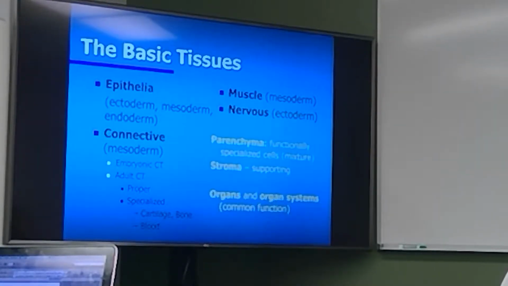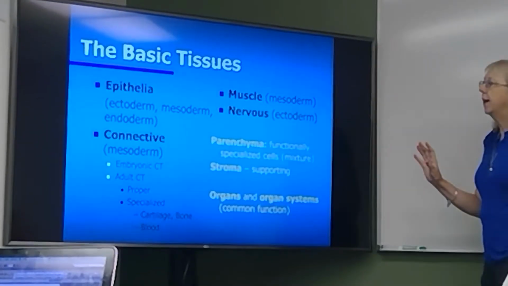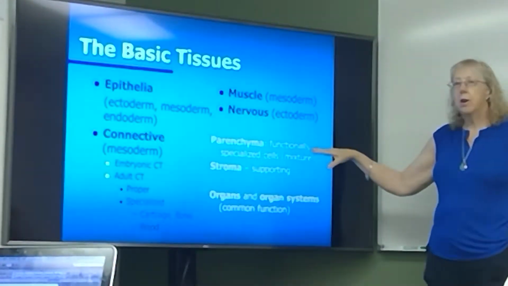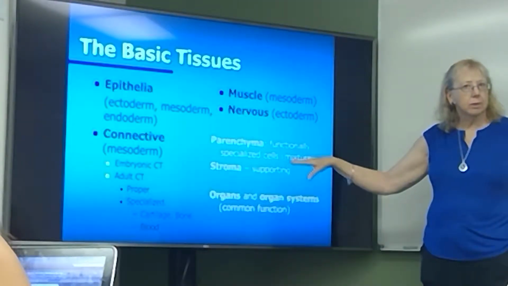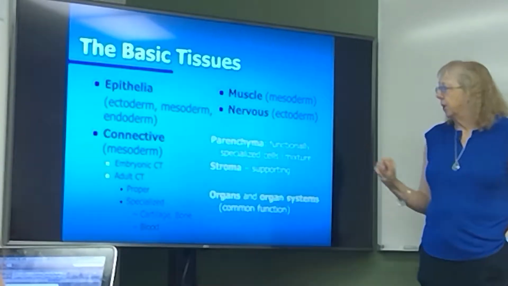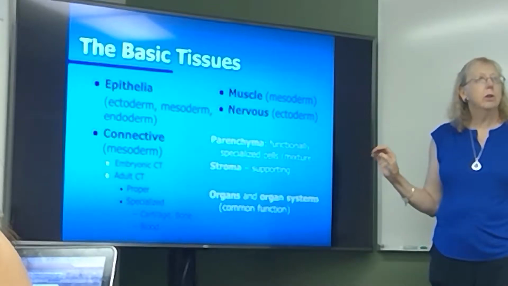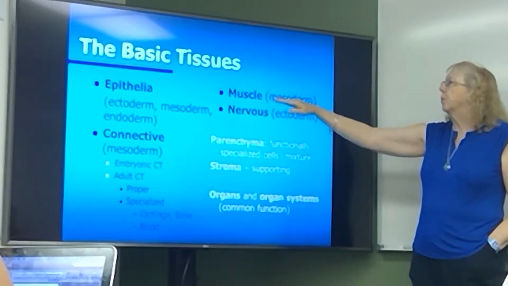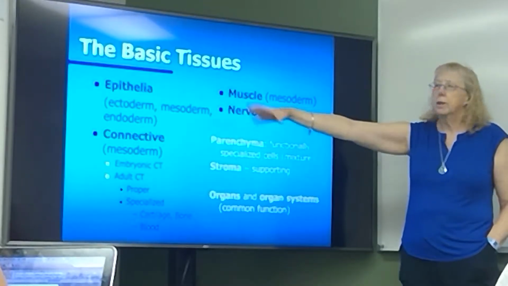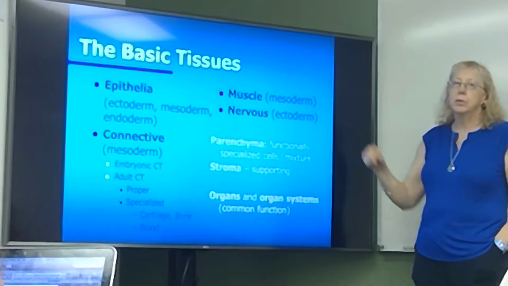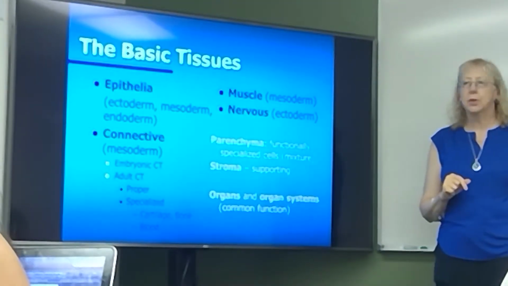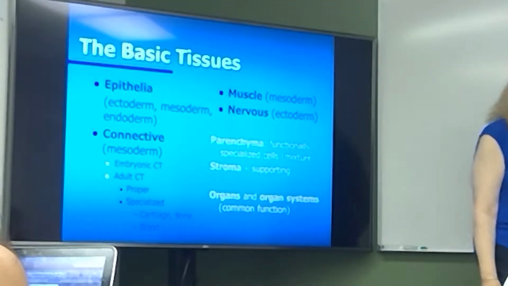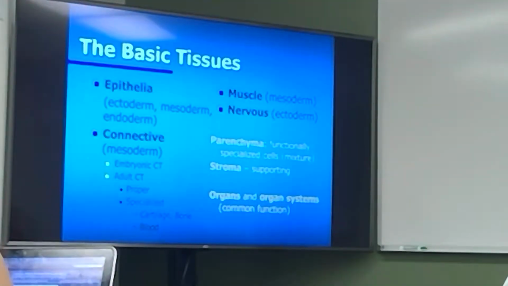Finally, we have these definitions you should know. So when we're looking at any organ, we have basically a parenchyma. These are those functionally specialized cells present in it. And they can be a mixture of different cell types. And then the stroma is the supporting or also known as connective tissue. So connective tissue wraps around our muscle cells as well and then connects into the epithelia and nervous tissue. Not so much connective tissue in the nervous system, of course, but it does help hold things together. And so organs and organ systems have a common function. And that's what we'll be looking at after we get through the basic tissues.